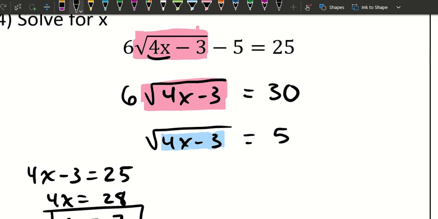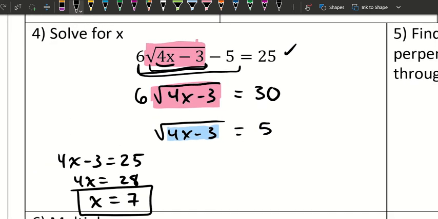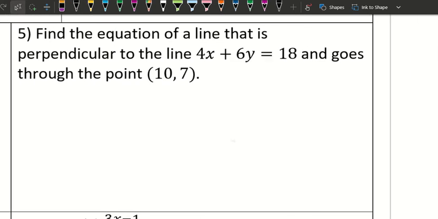4 times 7 is 28. 28 minus 3 is 25. The square root of 25 is 5. 6 times 5 is 30. And 30 minus 5 is indeed 25. Moving on to question 5.